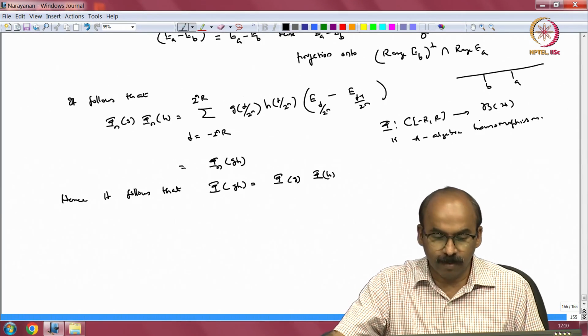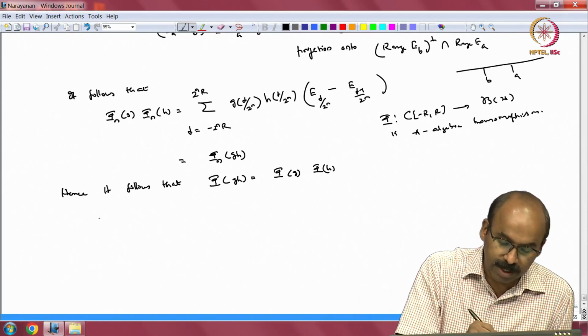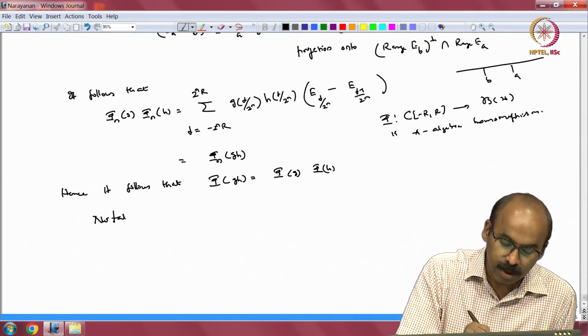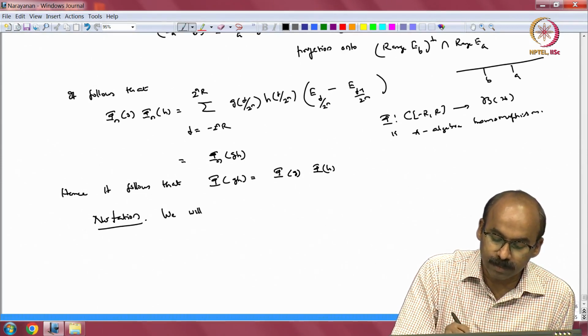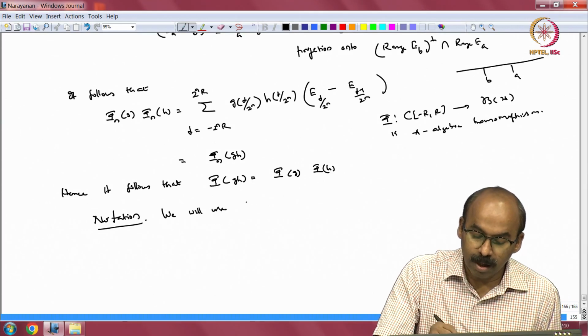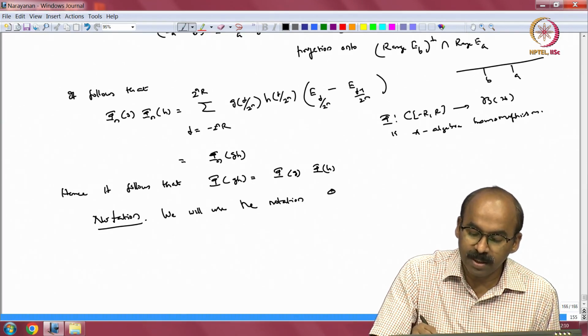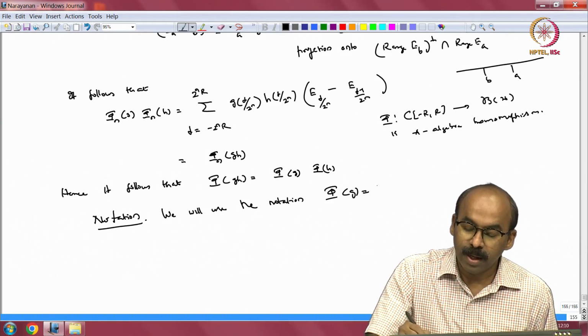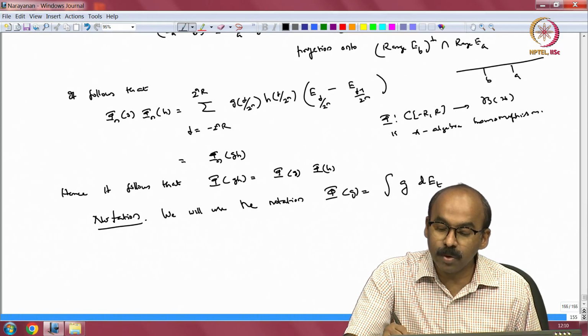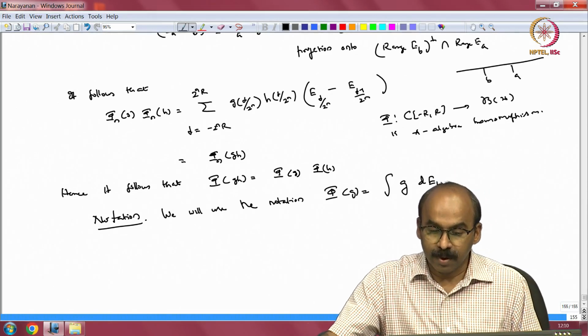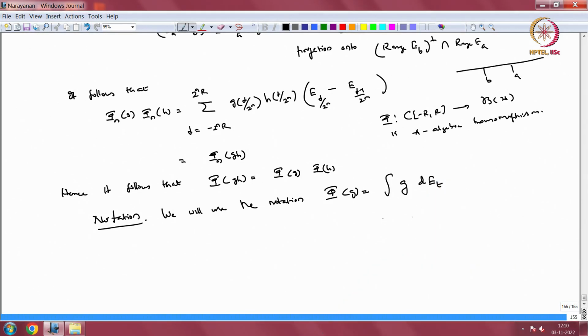So, we will stop with that, let me give you that notation. We will use the notation phi(g) equal to the integral of g with respect to the resolution of identity E_t. Okay. So, we will stop with that.